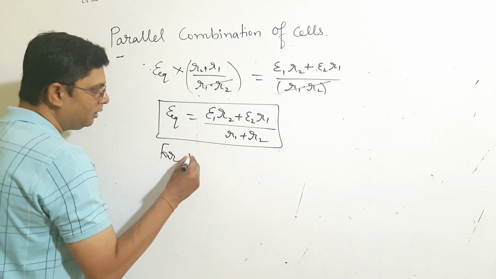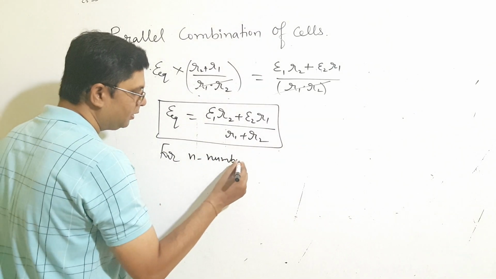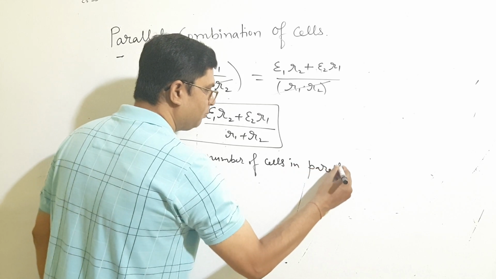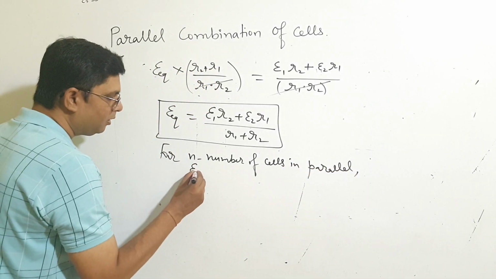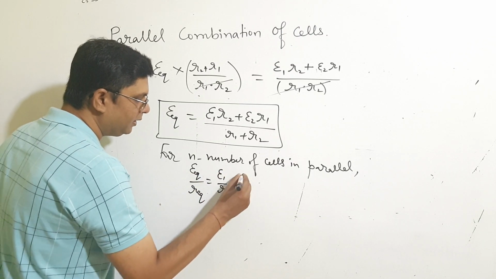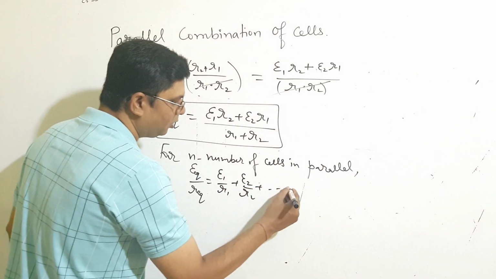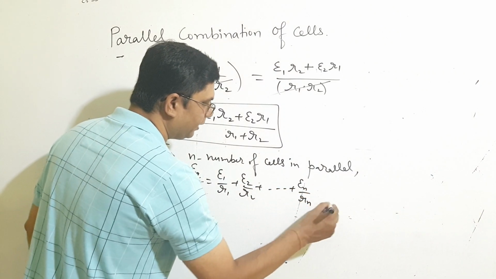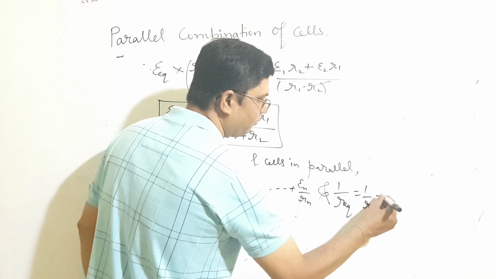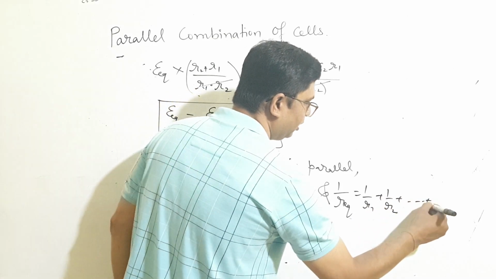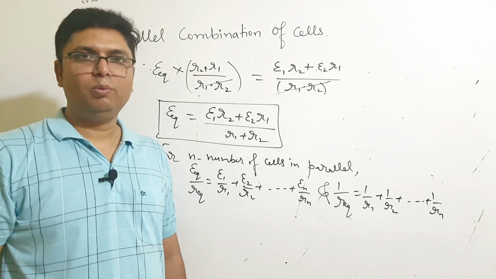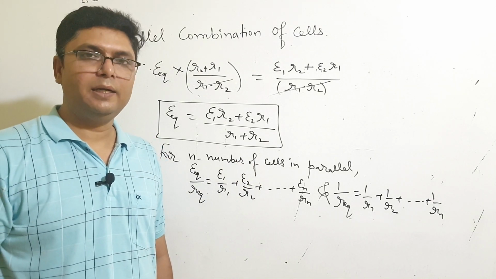For n number of cells in parallel, we have E equivalent by R equivalent is equal to E1 by R1 plus E2 by R2 plus dot dot dot plus En by Rn, and 1 by R equivalent is equal to 1 by R1 plus 1 by R2 plus dot dot 1 by Rn. This is said to be equivalent EMF and equivalent resistance when the cells are connected in parallel.